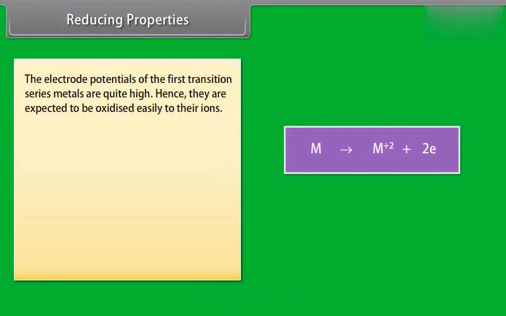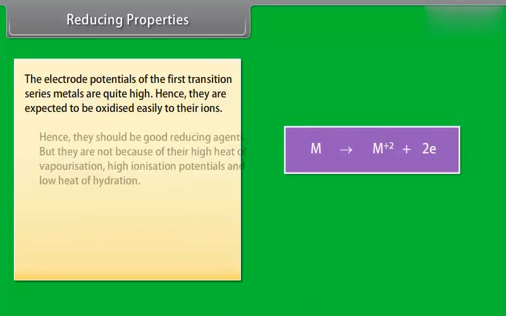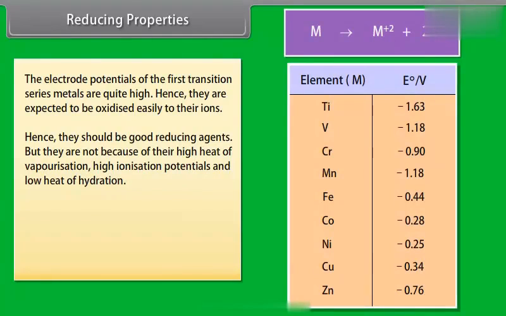Reducing properties. The electrode potential of the first transition series metals are quite high. Hence, they are expected to be oxidized easily to their ions. Hence, they should be good reducing agents. But they are not, because of their high heat of vaporization, high ionization potentials, and low heat of hydration.